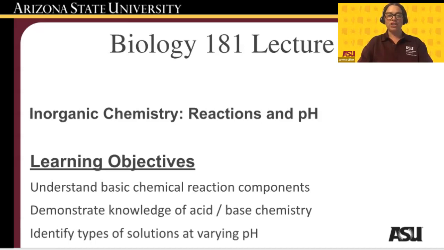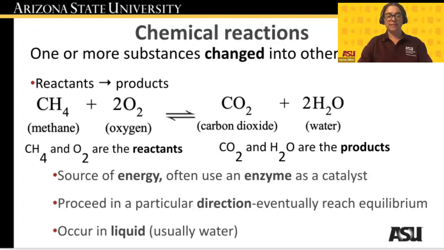A chemical reaction occurs when one or more substances is changed into other substances. Reactions typically occur in a liquid, and most often that liquid is water. However, there are reactions that occur between chemicals or elements in a dry environment. Reactions are written as a sentence, with the reactants on the left side and the products on the right side. The direction of the arrow indicates which way the reaction can occur. The reaction always moves from reactants to products.